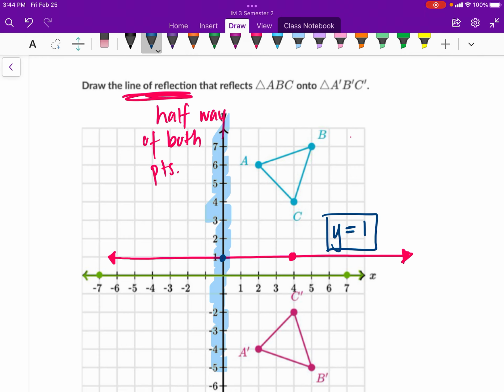And once again, the direction you could see is, if you're going vertically from one shape to the other, then your line should be horizontal. So if you see that the points are going vertically down from each other, your line will be horizontal here.